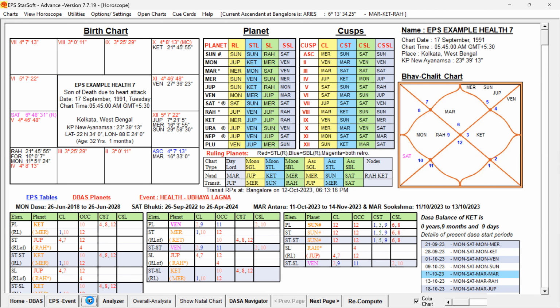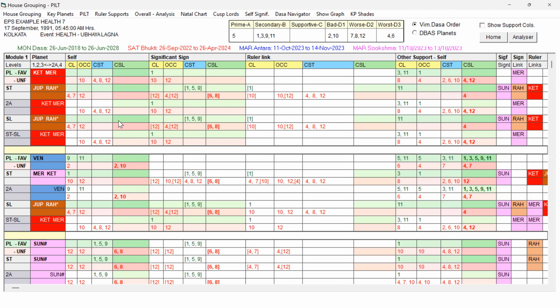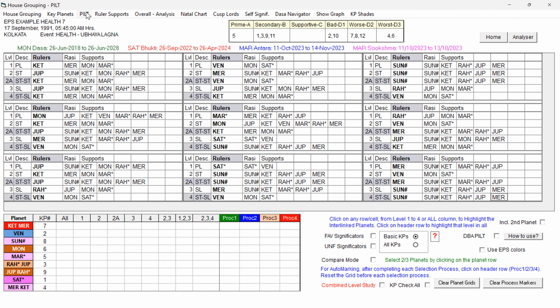This native is Ubaya Lagna born, and we had a detailed discussion with the help of the EPS tables. In general, EPS table studies will be very good and always will give a clear picture, but still the PILT table will be useful in finding the role of the unfavorable and favorable key planets in destiny and also dasa periods. Now you can also make use of these key planet sets automatically generated by the software, or we can make use of the EPS colors which we have assigned in the previous video.